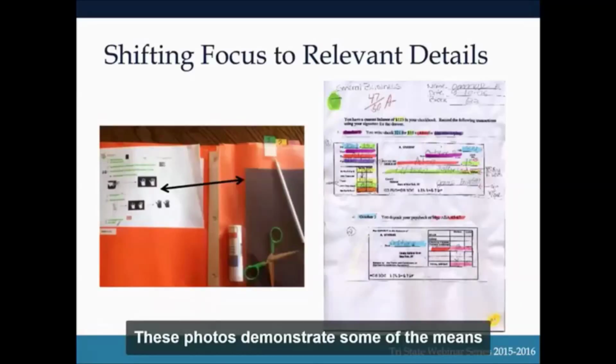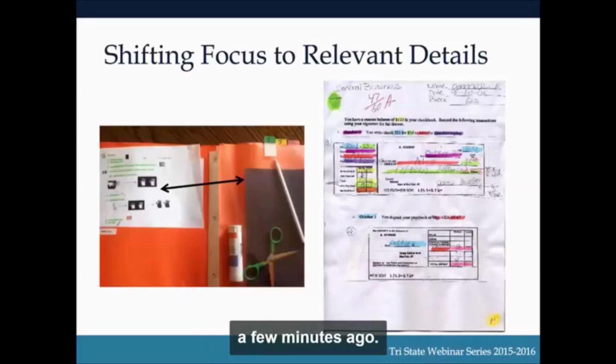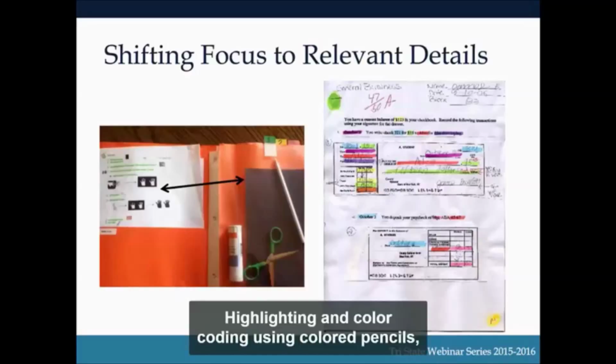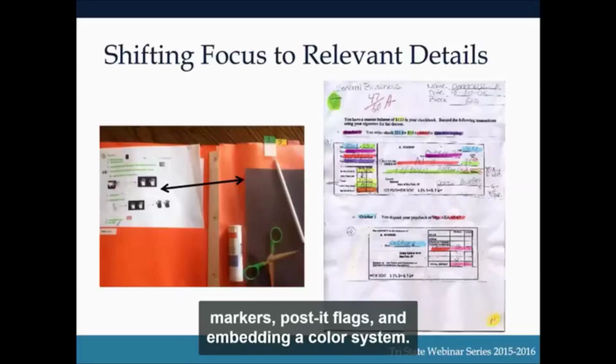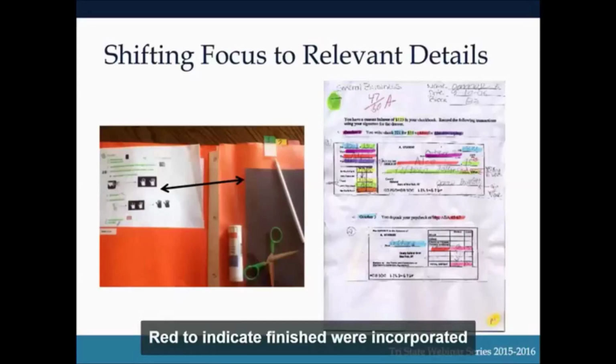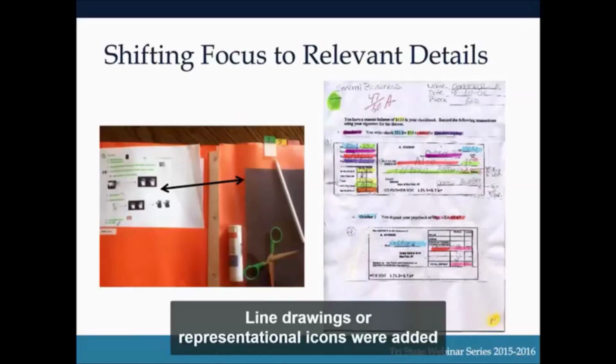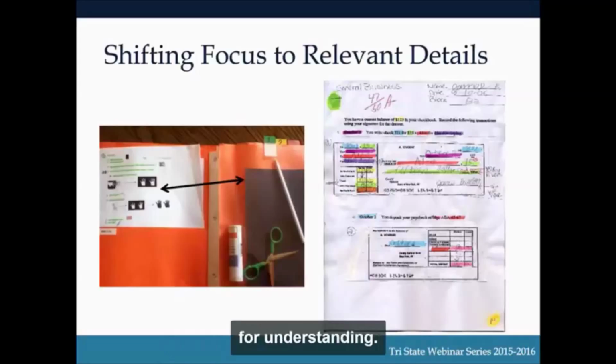These photos demonstrate some of the means for shifting an abstract learner's attention to relevant details in a task that I spoke about a few minutes ago. Highlighting and color coding using colored pencils, markers, post-it flags, and embedding a color system, green to indicate start, yellow means there's more, and red to indicate finished, were incorporated into these tasks. Line drawings or representational icons were added for understanding.